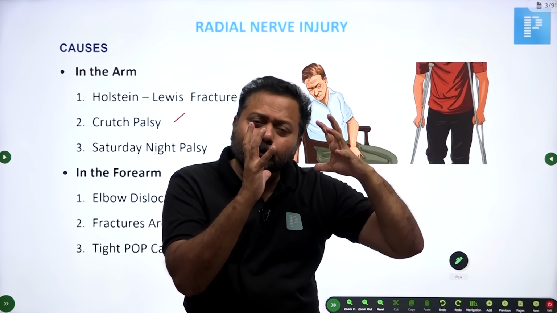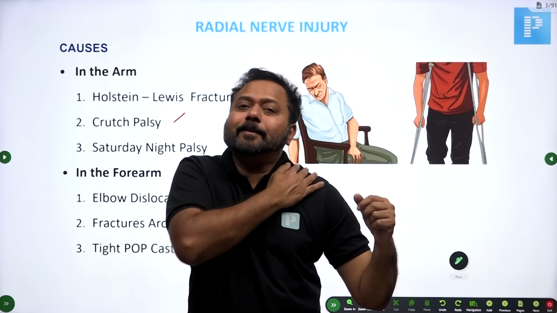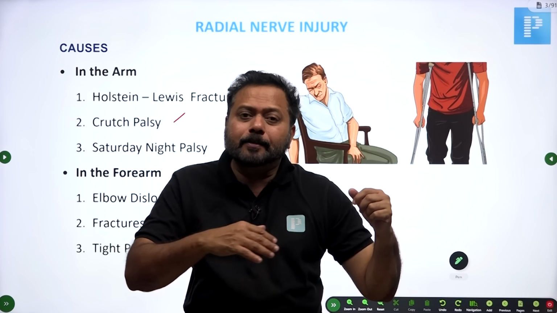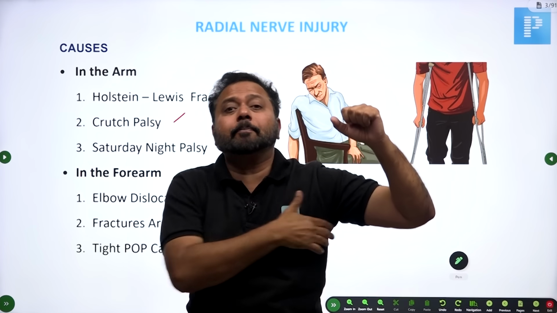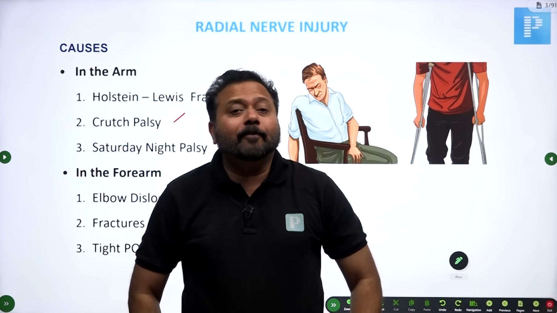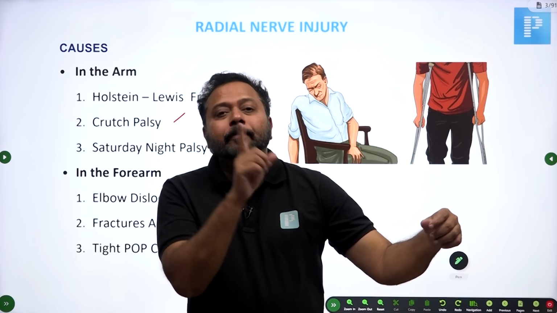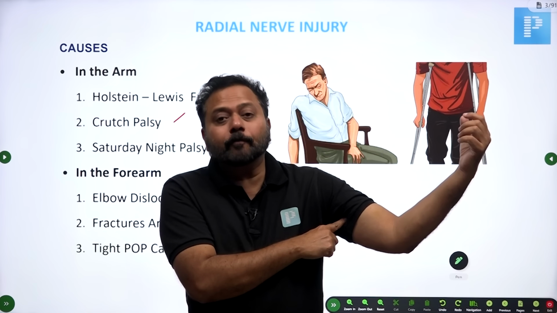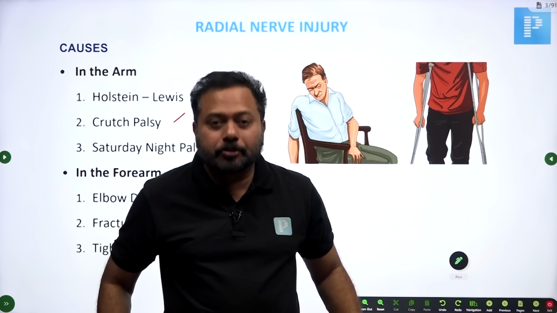Because the axilla is fully padded with fat, it can't easily be compressed. Only run over accidents, major RTAs, or falling from a tree branch and suddenly catching it, cause brachial plexus injury. So axilla injury most of the time follows a very violent trauma, like run over accidents. Usually in crutch palsy, it is due to compression at the level of the arm, not at the level of axilla. This is the concept I want to stress.